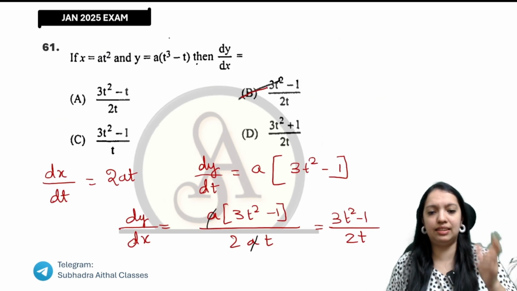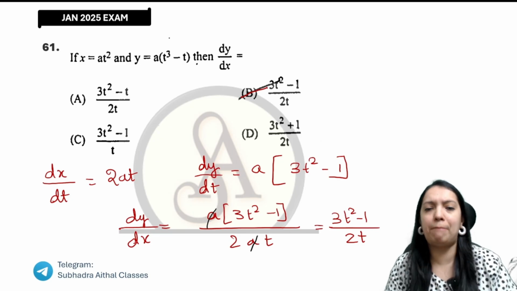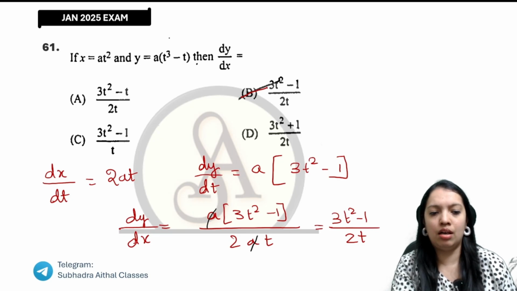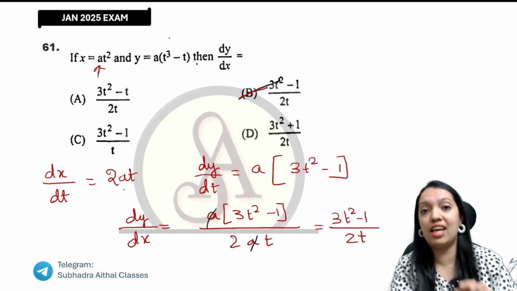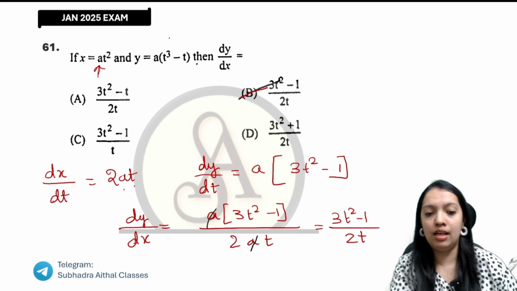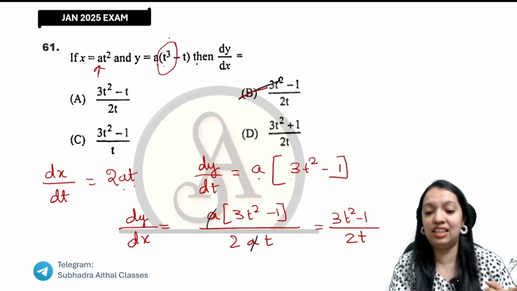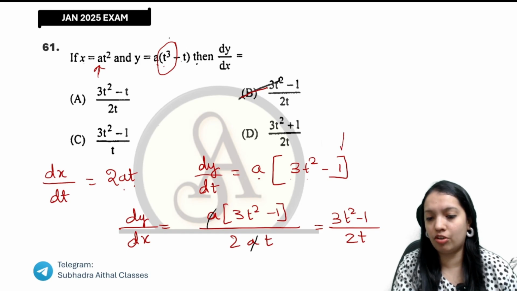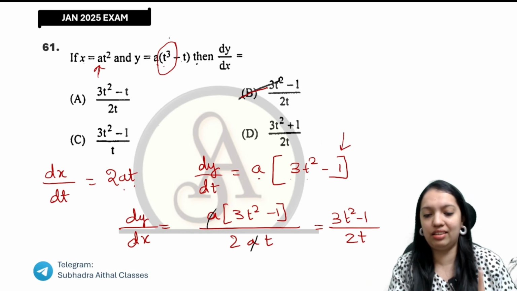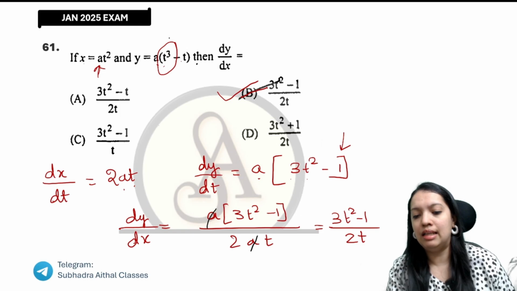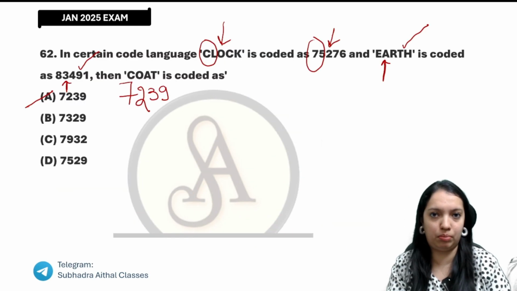Next, this is a question from differentiation, parametric differentiation basically. Differentiation of x will be A, which is a constant, so take that outside. Differentiation of t square is 2t. For y, A is taken outside. Differentiation of t cube is 3t square minus differentiation of t, which is equal to 1. Divide these two, your answer is option B, 3t square minus 1 divided by 2t.